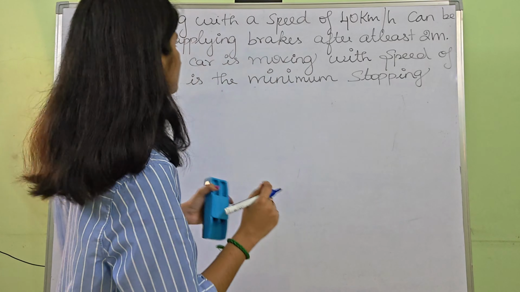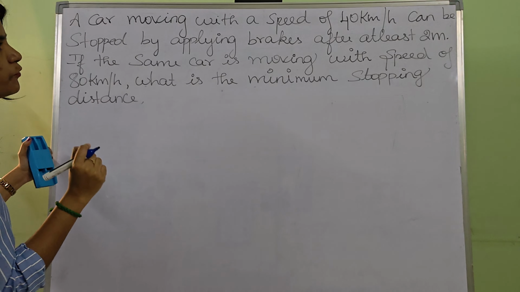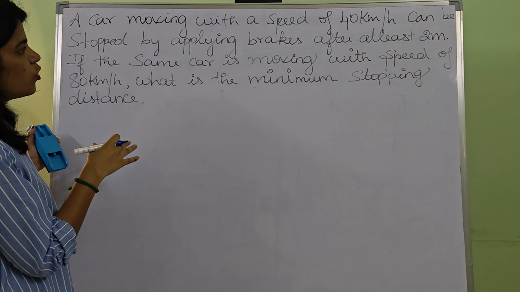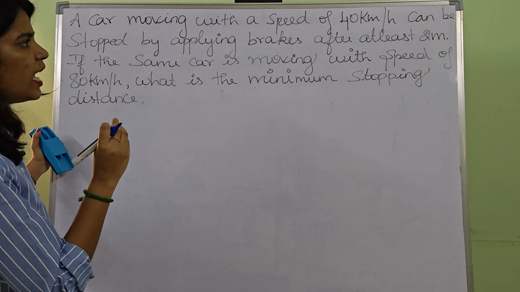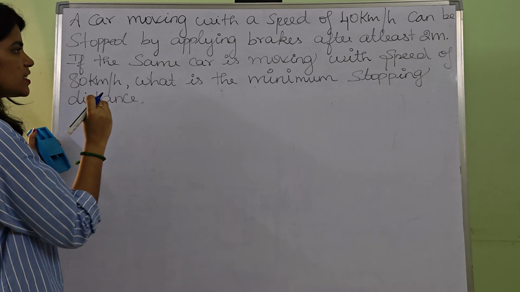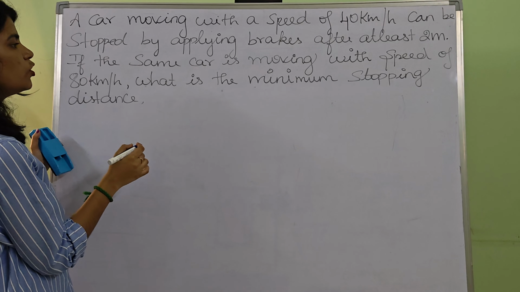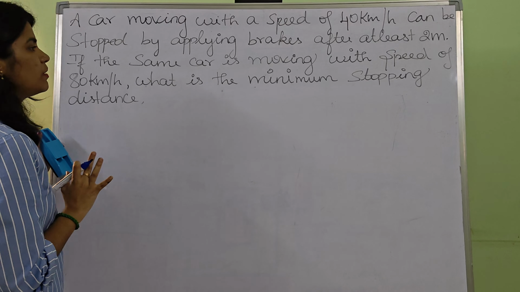So today the question says, a car moves with a speed of 40 km per hour can be stopped by applying brakes after at least 2 meters. If the same car moves with a speed of 80 km per hour, then what is the minimum stopping distance?